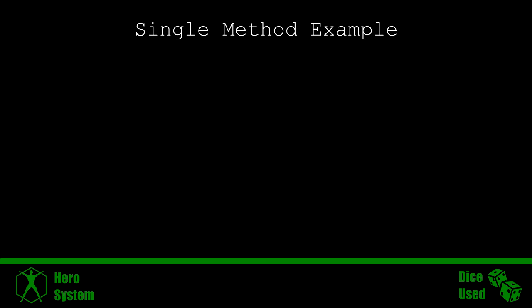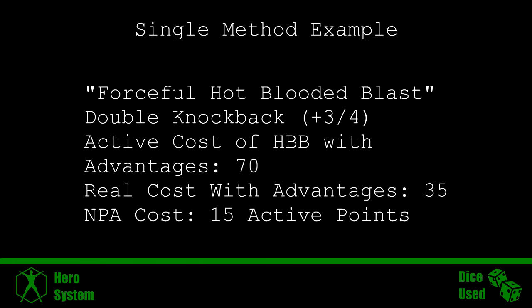With that, we can then write up a few special variations of it, such as one that does extra knockback so the environment can be used as a weapon. We'll call this the Forceful Hot-Blooded Blast. So the active cost of the Hot-Blooded Blast with the advantage double knockback would make it 70 points. The real cost of it would be 35, thus our NPA cost would be 15 active points.